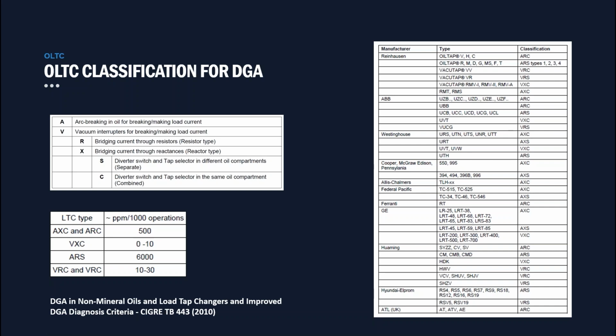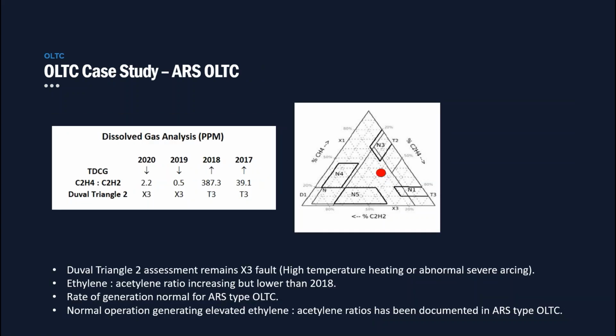So to provide an accurate condition assessment, we need to know what the manufacturer is, what the model is, and also the number of operations. I'll finish off this section with a case study for an on-load tap changer. So I know what the manufacturer is and what the model is. It's an ARS type on-load tap changer, and we sample this tap changer every year.